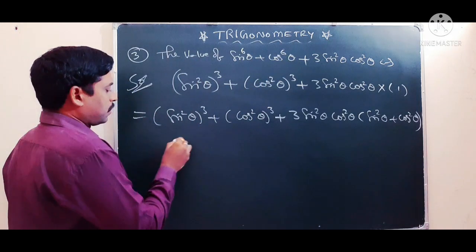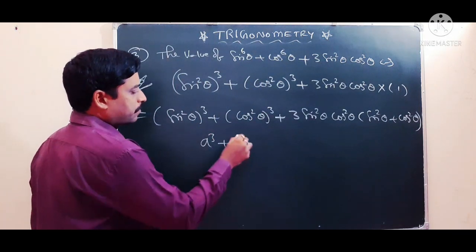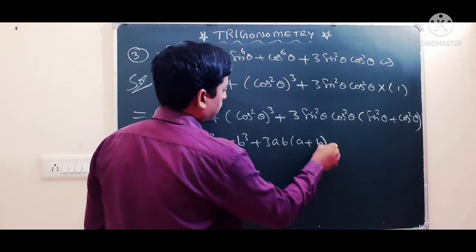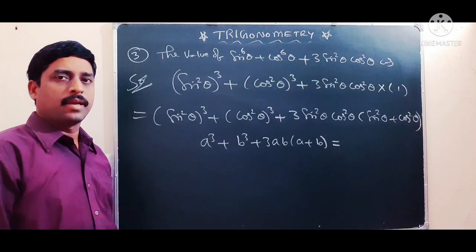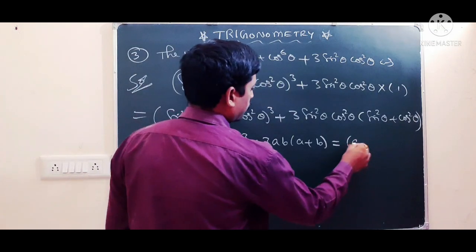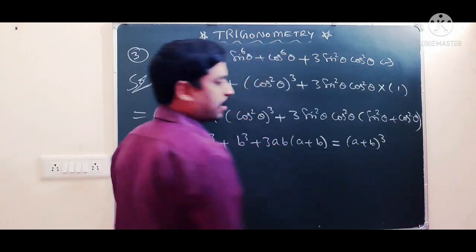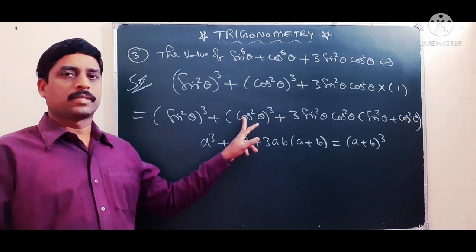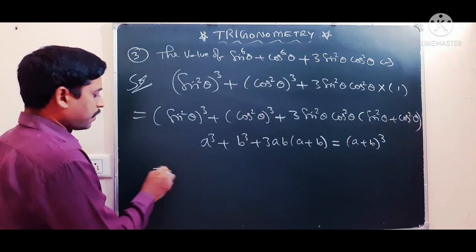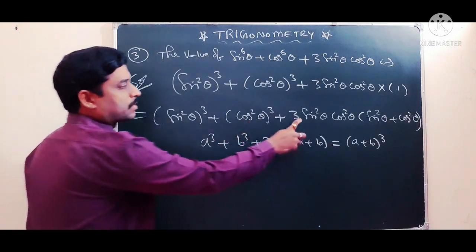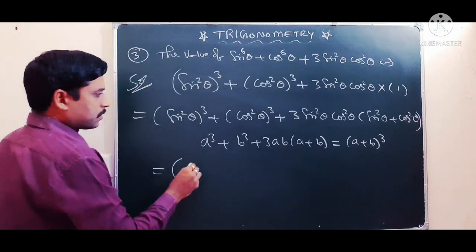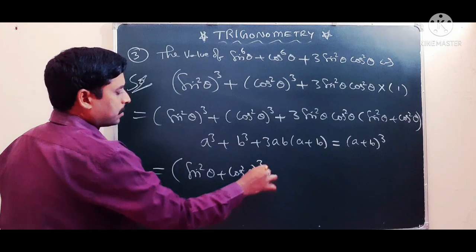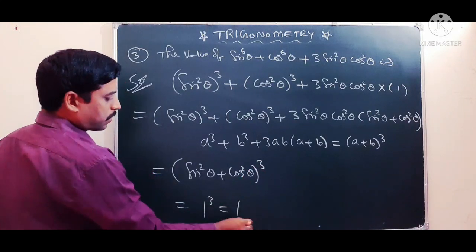Okay, this is in the form of a cube plus b cube plus 3ab into a plus b, which is a plus b whole cube, where a is sin square theta and b is cos square theta. So a plus b whole cube is sin square theta plus cos square theta whole cube. So this will be 1 cube, which is equal to 1. So the answer is 1.